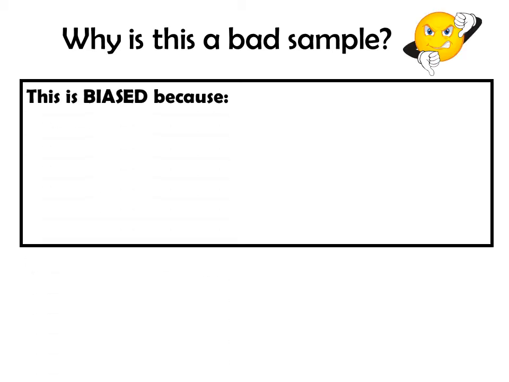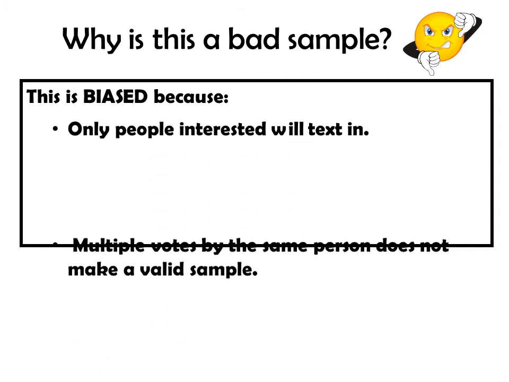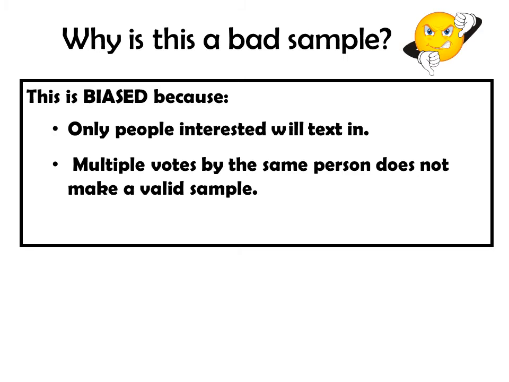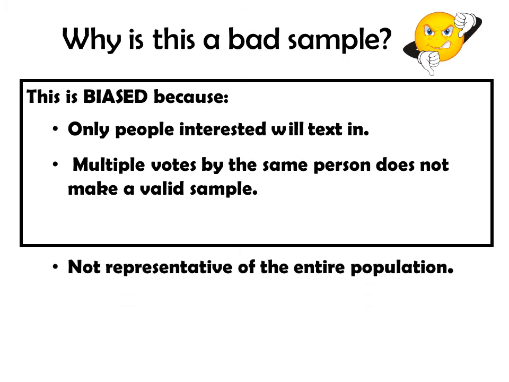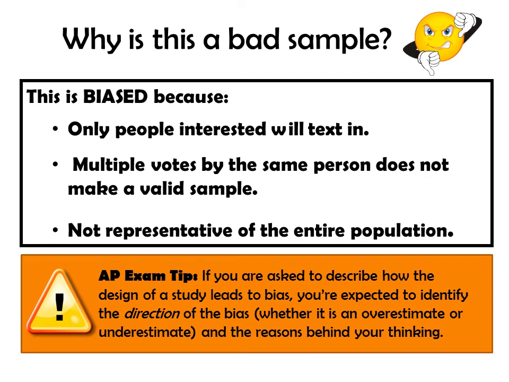So why is a voluntary response sample bad? Because only people interested are going to text in. Multiple votes by the same person does not make a valid sample. And it's not really representative of the entire population of Virginia voters. On the AP exam, you want to be careful. If you are asked to describe how the design of a study leads to bias, or how it leads to an under or over-representation, you're expected to identify the direction of the bias, whether it's an overestimate or an underestimate, and the reasons behind your thinking.